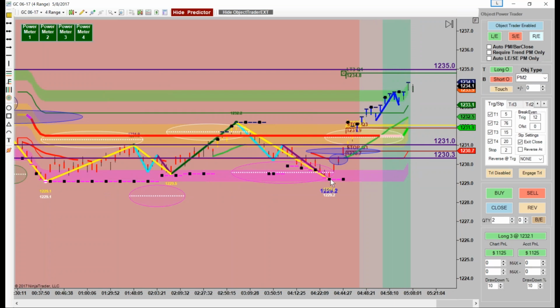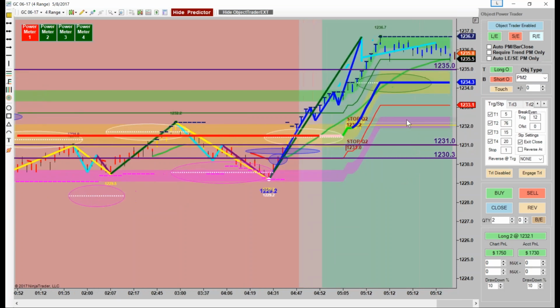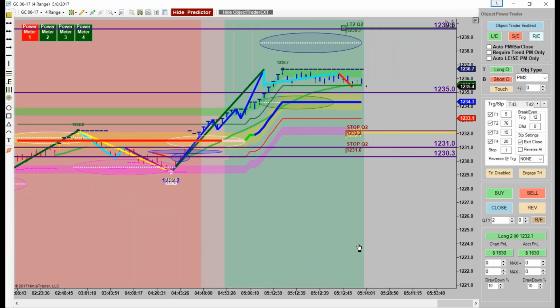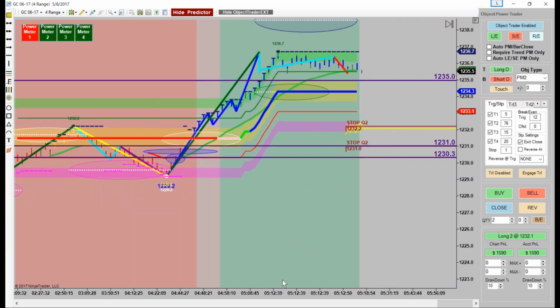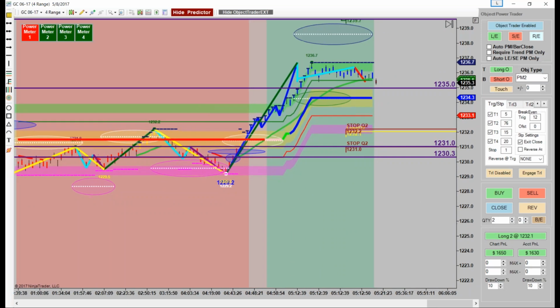I'll draw it. See your lightning right there? Just put it just a little underneath it, maybe a tick or two. Then when it breaks again, oh, look at that. We just hit monster targets. Kind of got a shotgun at about 5:12 in the morning or something, it looks like.